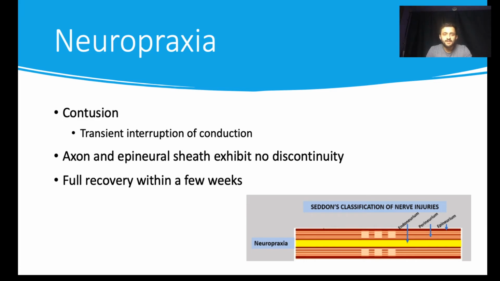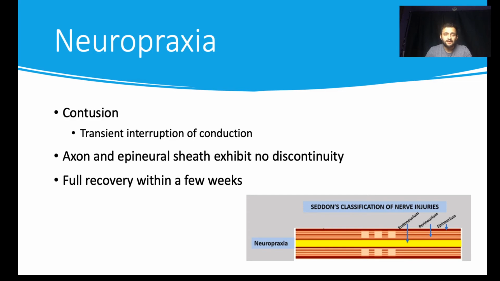So, first up is neuropraxia. We can almost think of it as a contusion of the nerve. We should be thinking of a transient interruption of conduction, okay? What causes something like this? We usually think of blunt trauma or traction, inflammation, or local ischemia. Those are the general things that we think of as causing the contusion of neuropraxia.